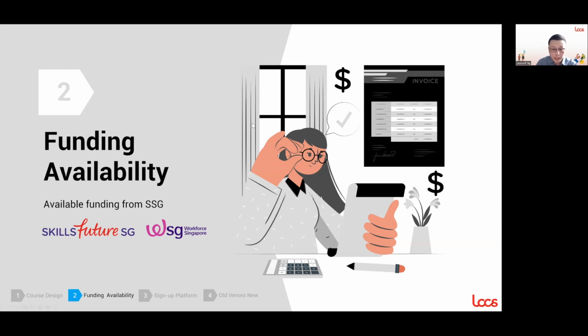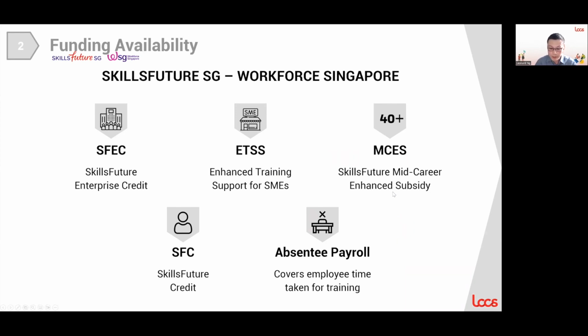Okay, so for funding availability, this is the fun part. This is where people will realize how our government is supporting us in our learning and development. There are 5 things that we want to go through here.